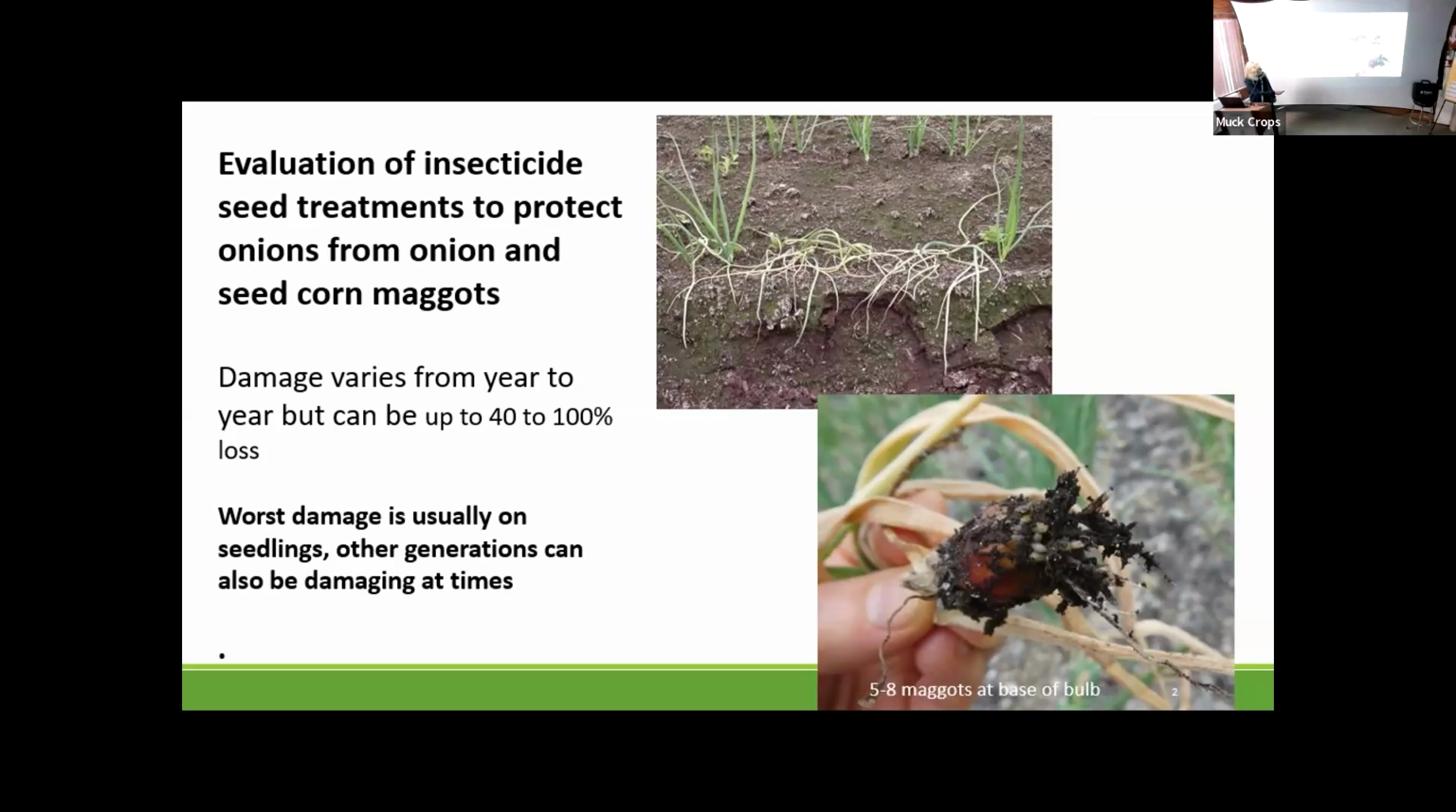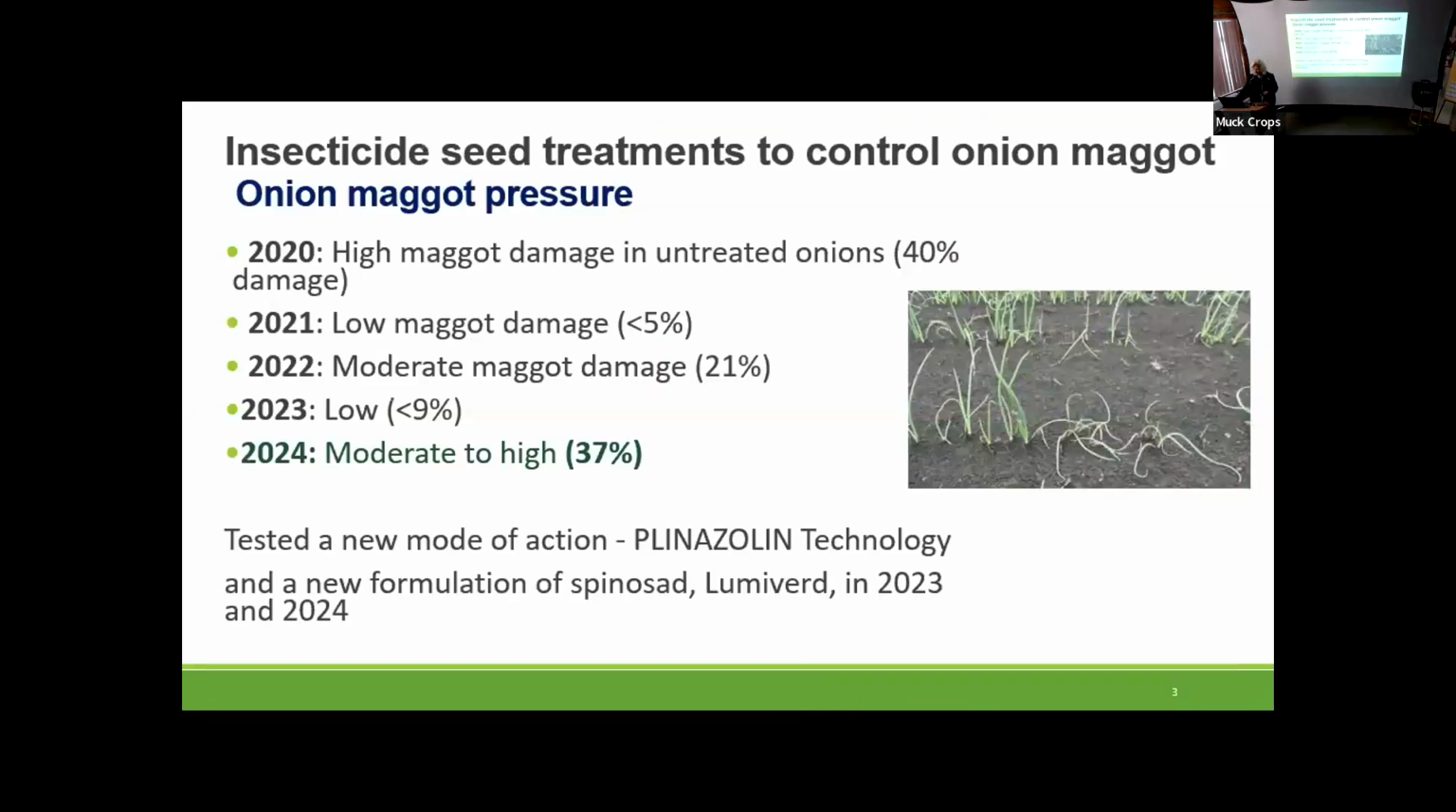Once in a while in our untreated checks, we see an onion like this that's full of onion maggot, but we very rarely see any of those losses in the field except in our research plots. We do see a variation from year to year. In 2020, we had about 40% loss in our untreated check. Some years it's really low, even when we have no insecticide, up and down. And this past year, we did have relatively high maggot damage, which means that we actually have a good trial to test some of the products.